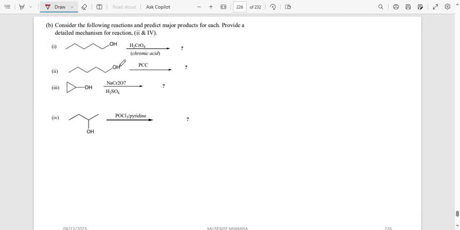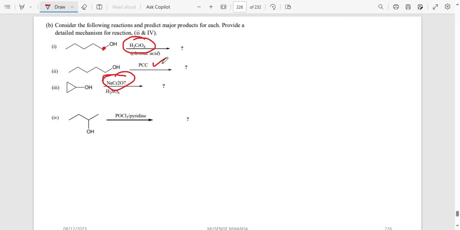Starting with chromic acid. Now, they don't want a mechanism for chromic acid here, but let me just show it. One thing you need to know about chromic acid is what kind of alcohol we have here. Is this primary, secondary, or tertiary? Primary alcohols are going to be converted to carboxylic acid when you use dichromate and when you use chromic acid. These are strong oxidizing agents. Take note of that.